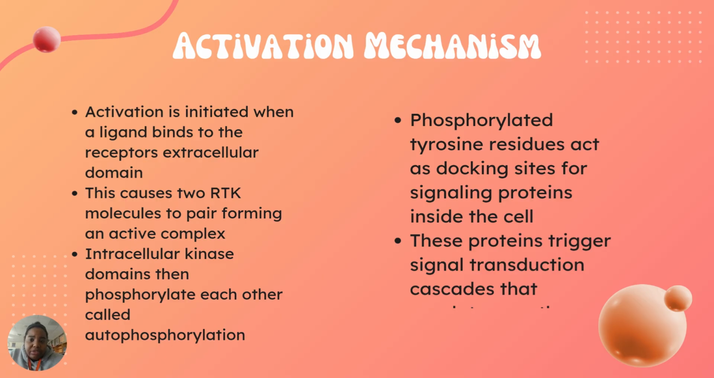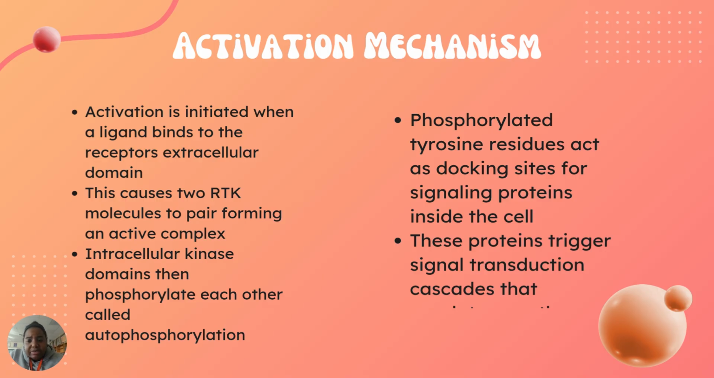In the last step, which is after the autophosphorylation, the phosphorylated tyrosine serves as the docking site for specific intracellular signaling proteins. These have regions called SH2 domains that recognize and attach to phosphorylated tyrosines. Once they bind, these proteins become activated and start signaling cascades inside the cell, such as the RAS MAPK pathway or the PI3K AKT pathway.